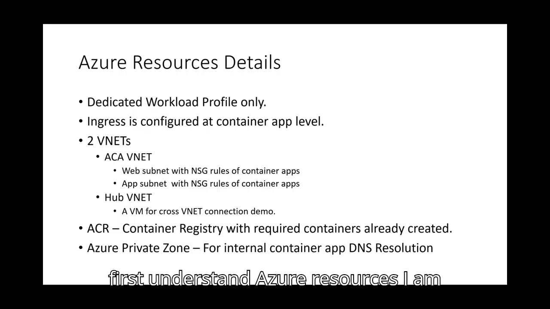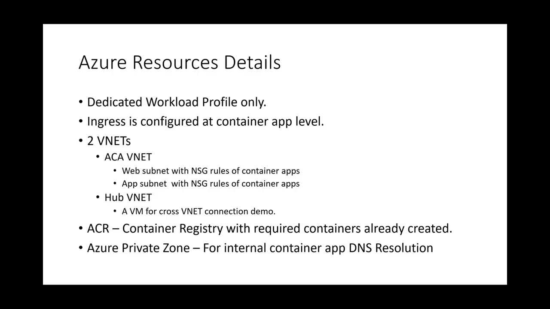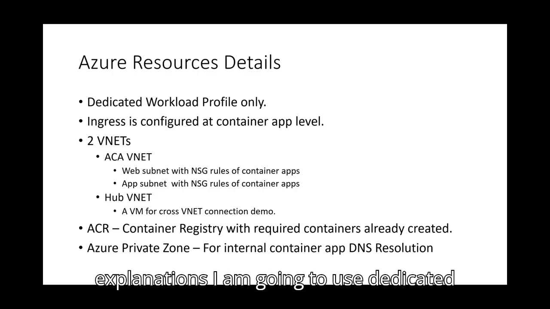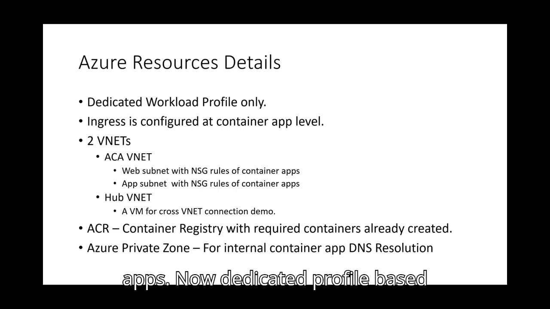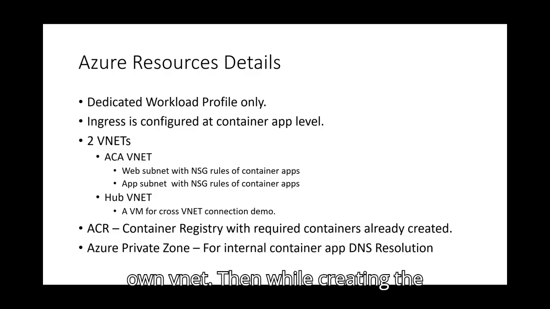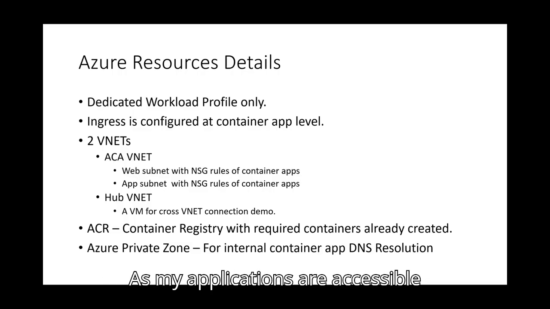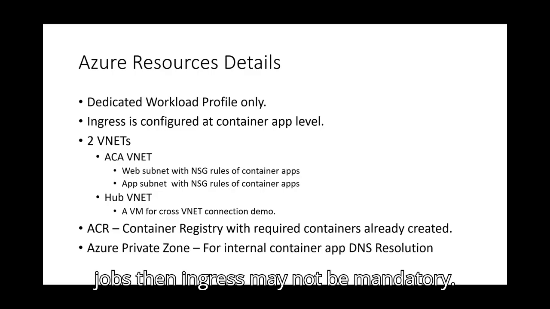Before going to scenario one, let us first understand Azure resources I am creating and why. In real world, most of the application will be deployed in a VNet owned by customers, and I have hardly seen anybody deploying in managed VNet. Therefore, for explanations, I am going to use dedicated profile-based environment of container apps. Now, dedicated profile-based environment of container apps allows you to deploy a container app in your own VNet. Then, while creating the container app, I will be creating Ingress. As my applications are accessible only over the HTTP, Ingress will be mandatory. If you're running background jobs, then Ingress may not be mandatory.